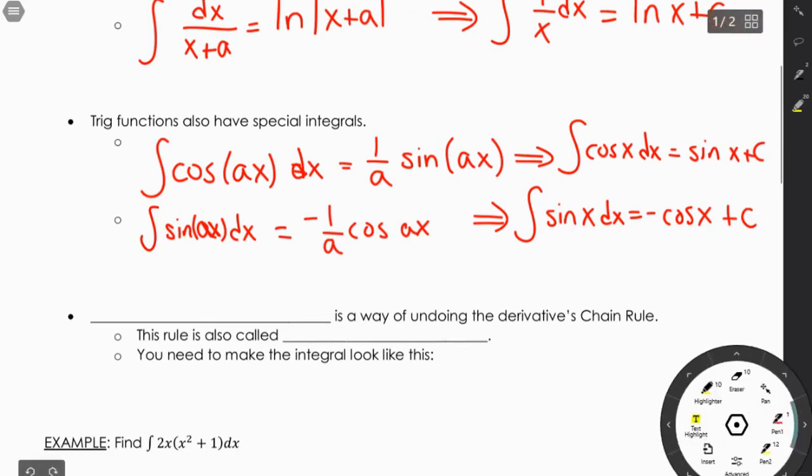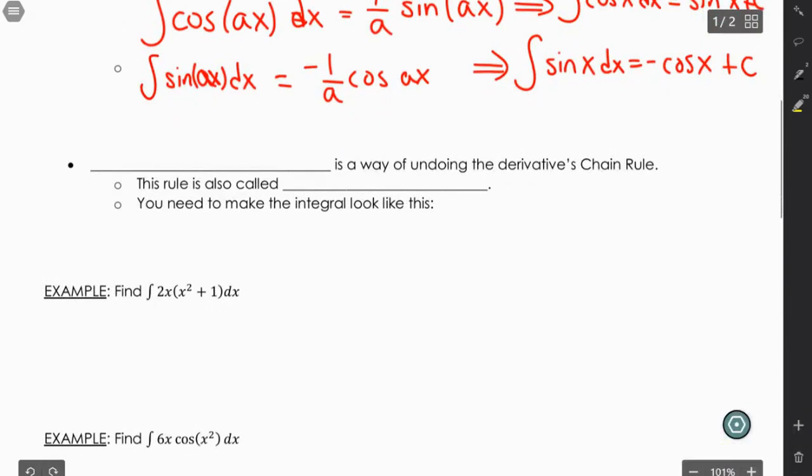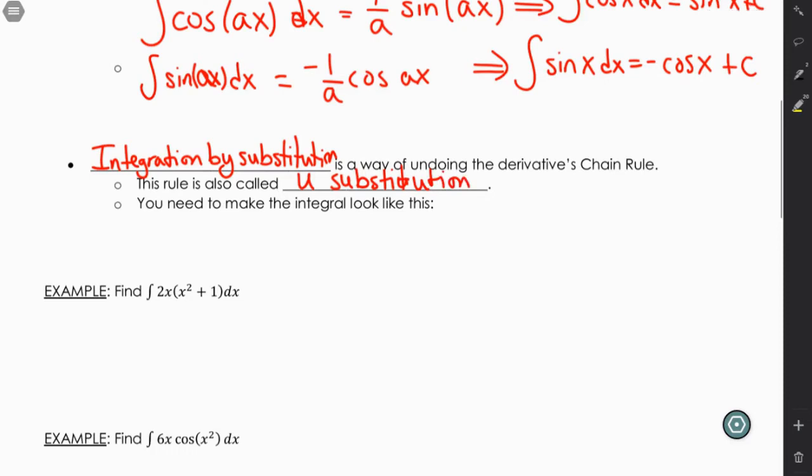We talked about the chain rule in the special derivative video. So how do we undo the chain rule? It's called integration by substitution. In most textbooks or calculus classes, we just call this U substitution, because we're going to replace one of the functions with u and go from there.